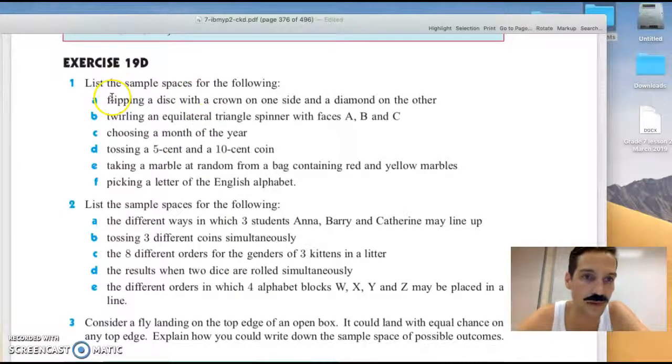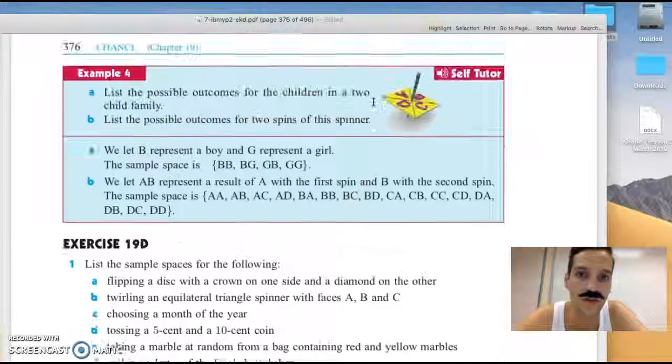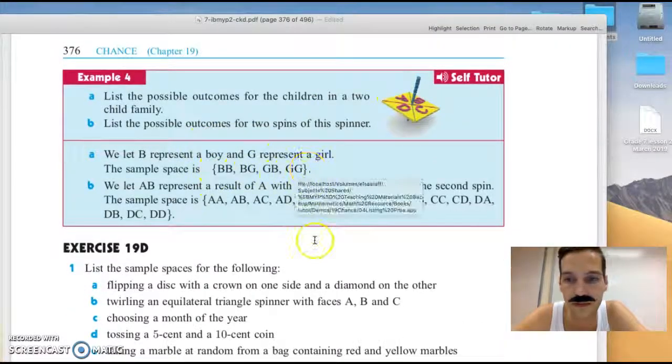Okay? So I can help you with the first one. It reads, flipping a disc with a crown on one side and a diamond on the other side. If I was doing this, I would say, let C represent crown and let D represent diamond. And then you're going to go back and write out the format similar to this.